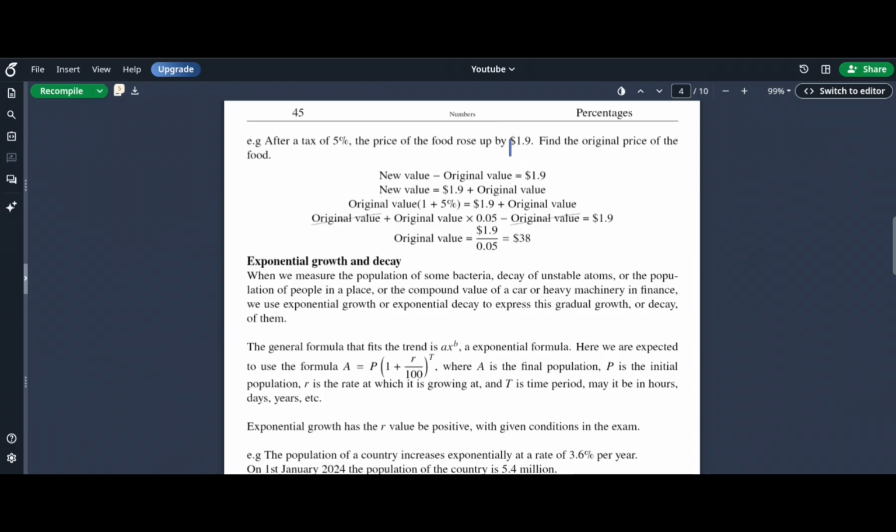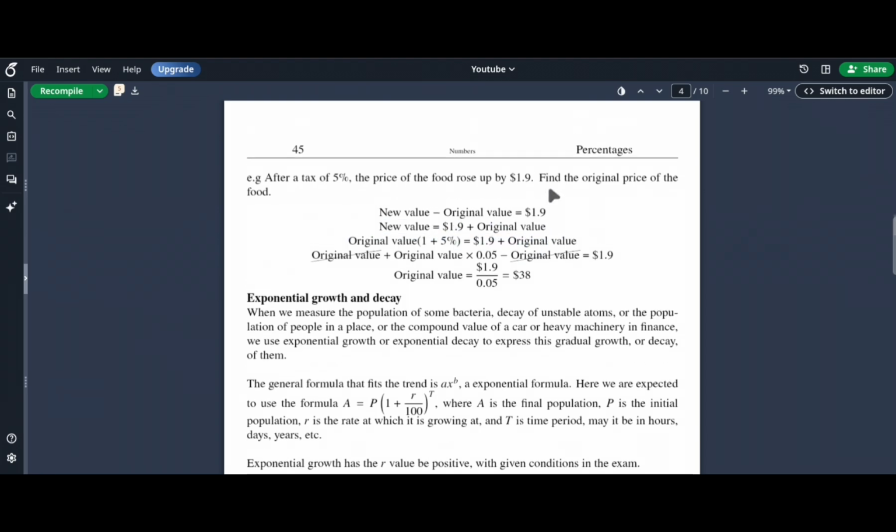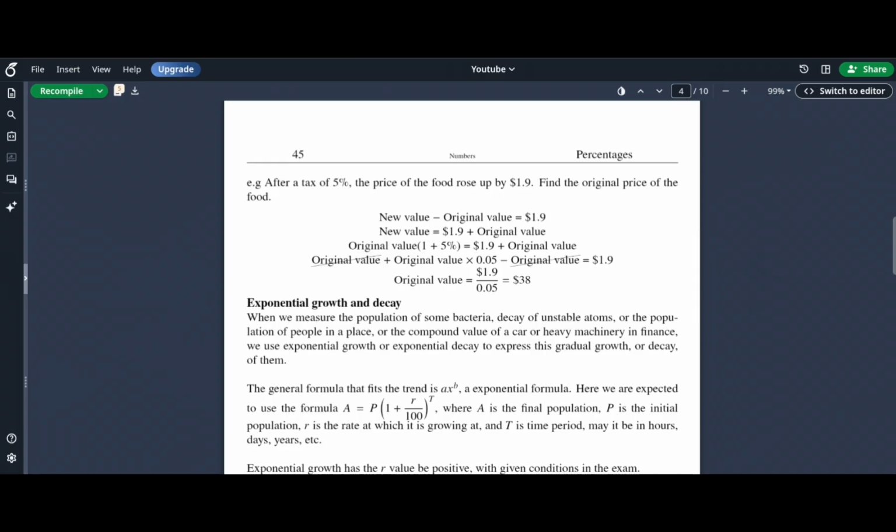We know the difference is what? 1.9. And we aren't given the new value and the original value. This is what people might cry about, that hey, we aren't given sufficient data. But we do not need sufficient data. Why would the question even be verified to come in your paper or in the exam if it cannot even be solved? Here we know the new value is what? 1.9 plus the original value.